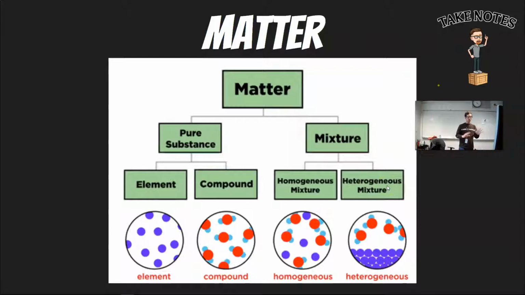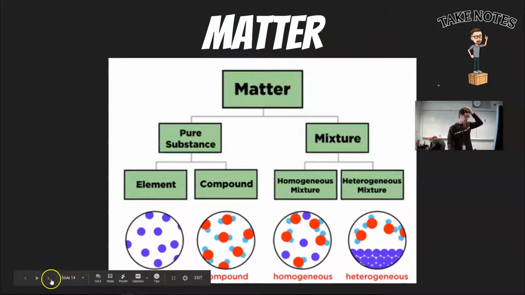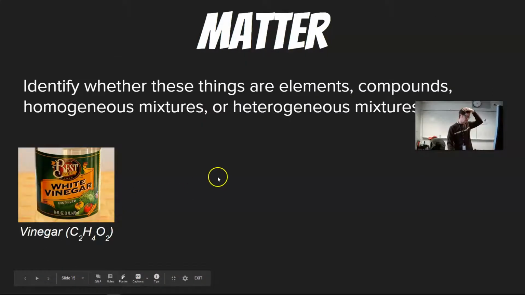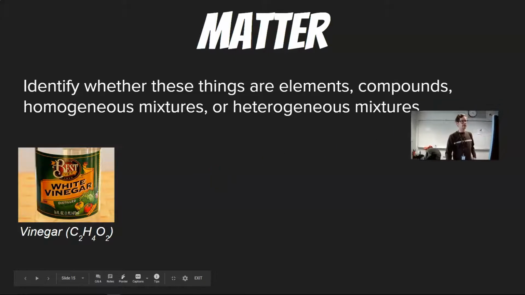Right? So four possibilities, but remember, any one substance is two things essentially. So copper wire, for example, copper is just an element, which is a pure substance, right? So it's both of these things. These are not mutually exclusive. These are. Okay. Here's a couple examples, giving them a shot.